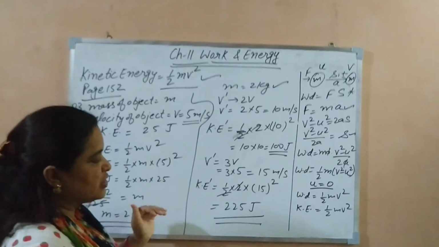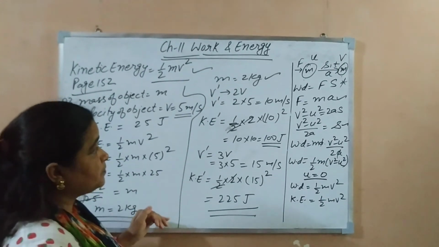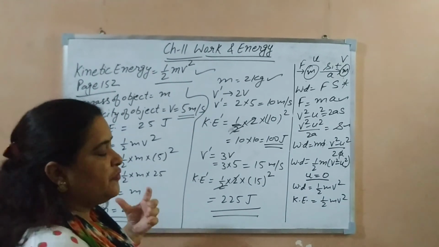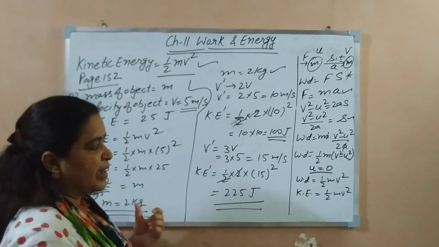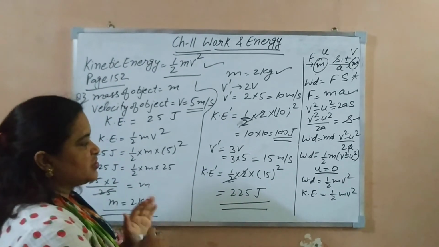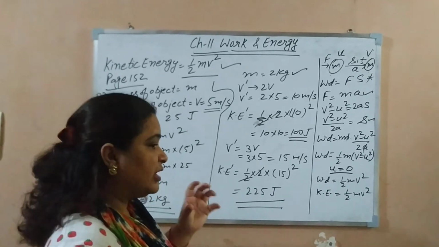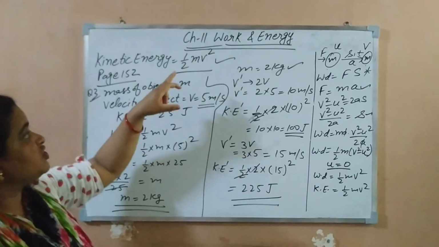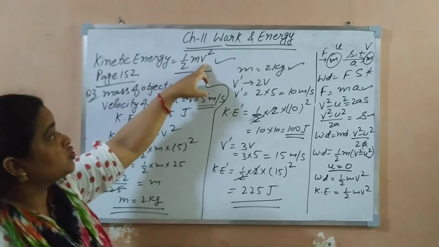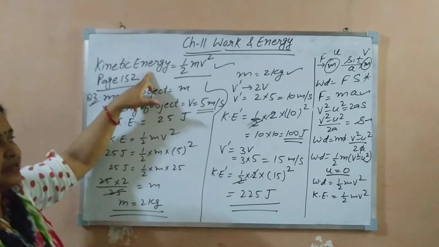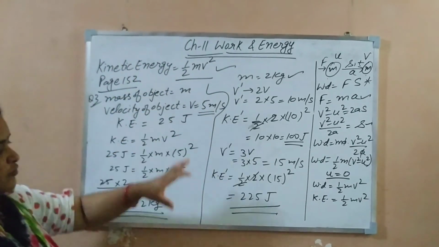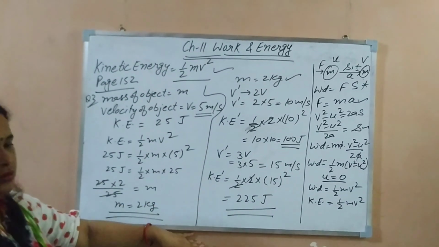You have to do this numerical in your fair notebook, and you can try a few numericals which are given in your back exercise. But first, try to do the derivation properly and the numerical. It means whenever we change mass or velocity, there is a change in kinetic energy. So you have to apply this formula and solve this question.